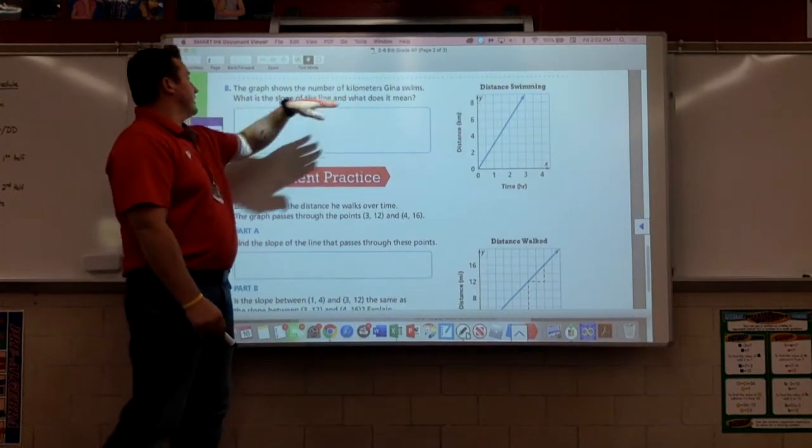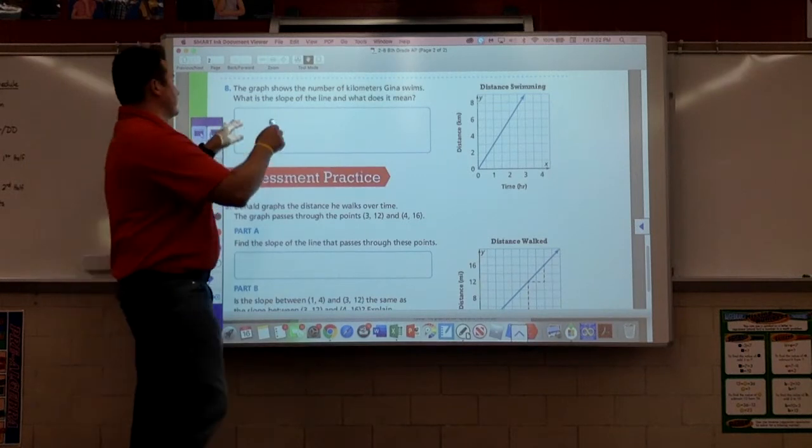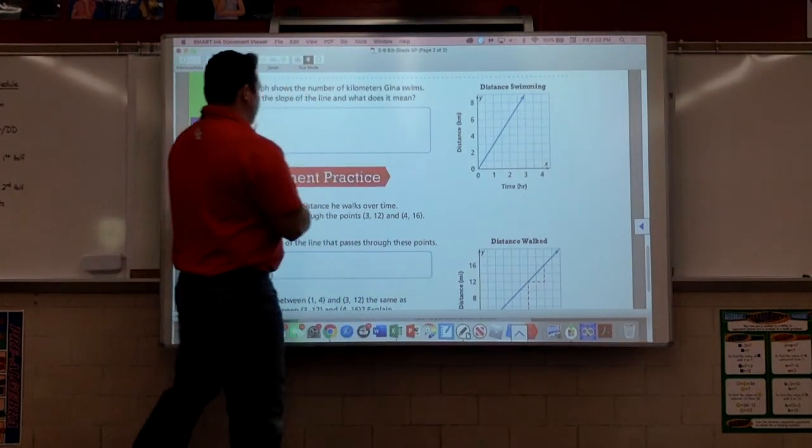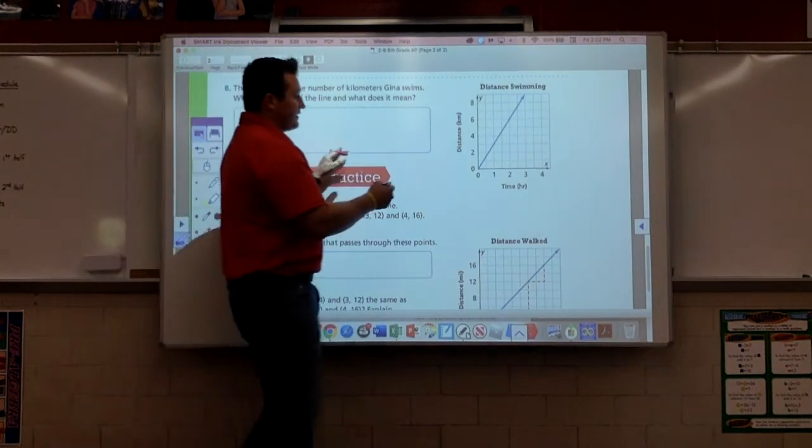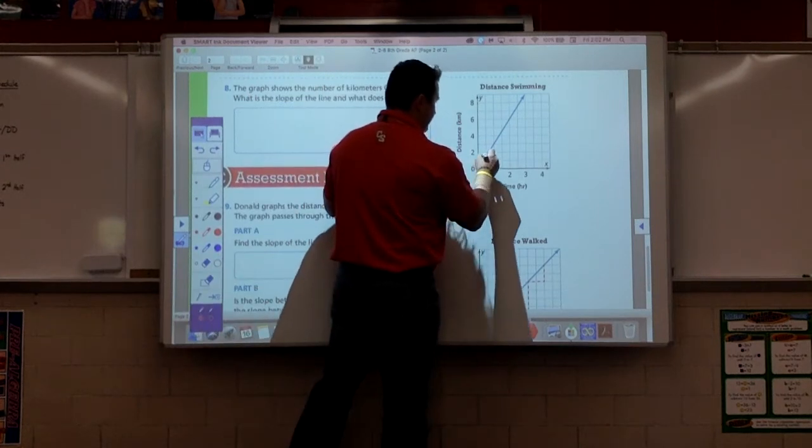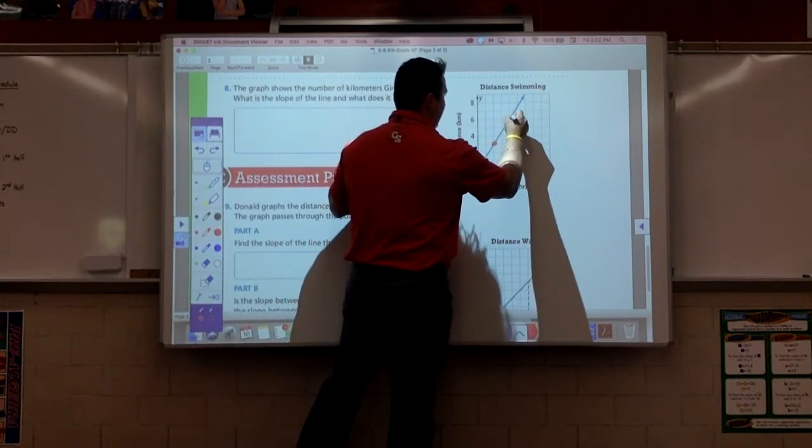All right, speaking of Miss Lindsay, here we go. The graph shows the number of kilometers Gina swims. What is the slope of the line? What does it mean? I'm getting sick and tired of finding slope, Mr. Noel. That's what you get to do this lesson.